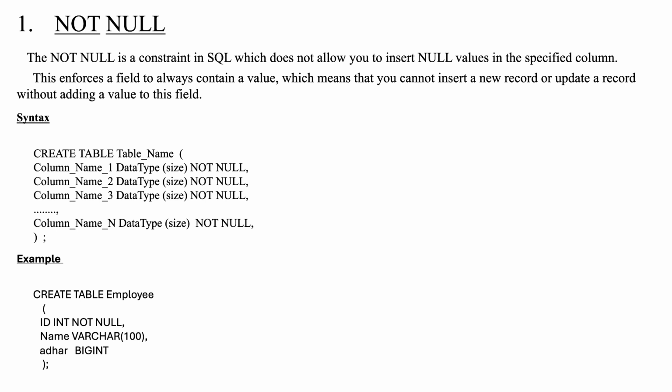The syntax is: create table, table name in brackets, column name 1, data type, its size, and constraint not null, comma, second column name, its data type, its size, and not null. Example: create table employee, first column is id, data type int, and constraint not null, second column name is name, data type varchar, third column name is Aadhaar, data type bigint. Here we are applying the not null constraint on the id column.